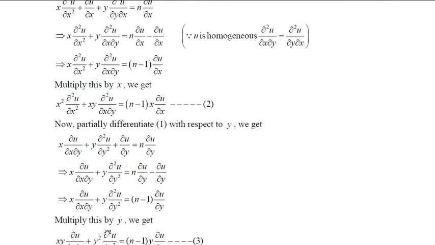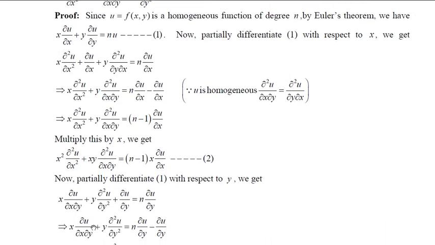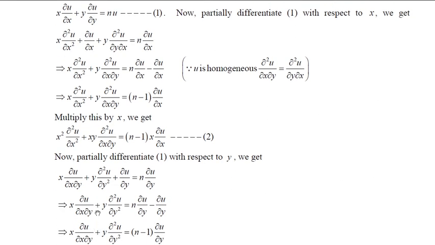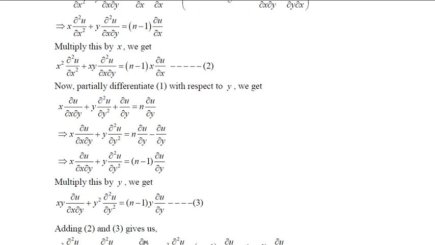Now multiply this throughout by y. In all these, make a correction. It is ∂²u/∂x∂y. Now multiply this by y. Why do you need to multiply this by y? Here we are having y, but in the answer we need y square. That's the reason. Now if you multiply this by y, we get xy into ∂²u/∂x∂y plus y square into ∂²u/∂y² equal to (n minus 1) into y into ∂u/∂y.